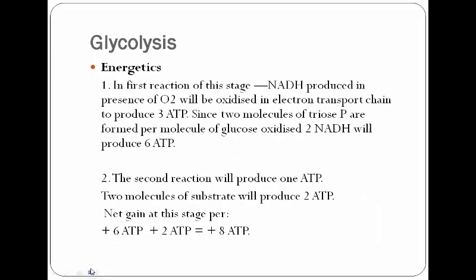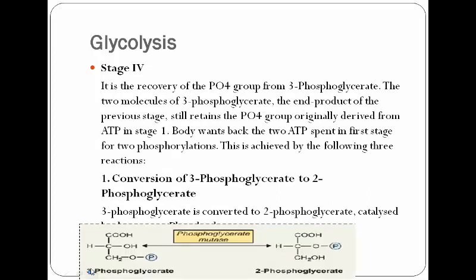If we calculate the energy production at this stage, 6 ATP total are formed from the oxidation of NADH if the case is aerobic glycolysis, and also 2 ATP are formed at substrate level. So a total of 8 ATP are produced up till now in this stage. As in the first stage ATP are used, stage 4 is basically the recovery of that phosphate group.